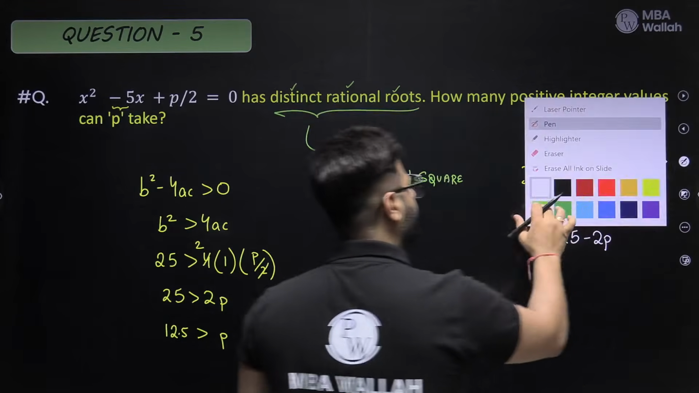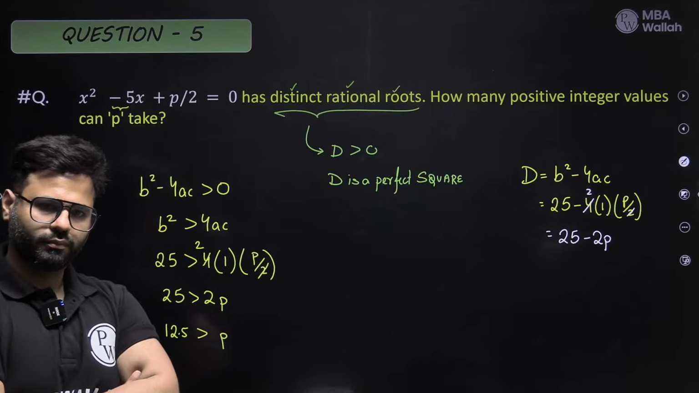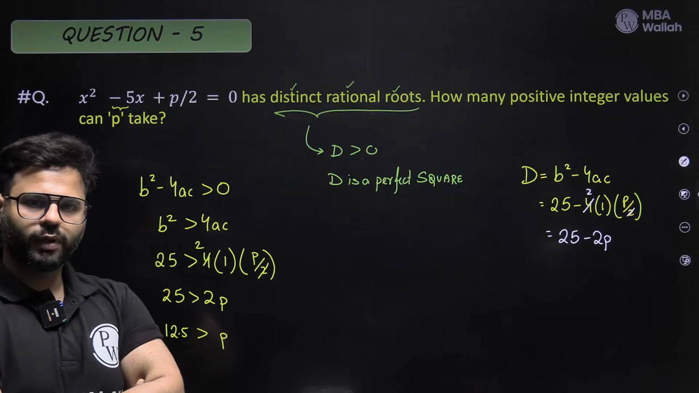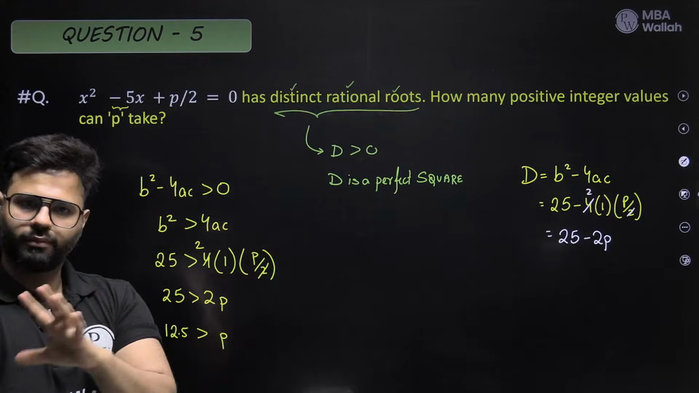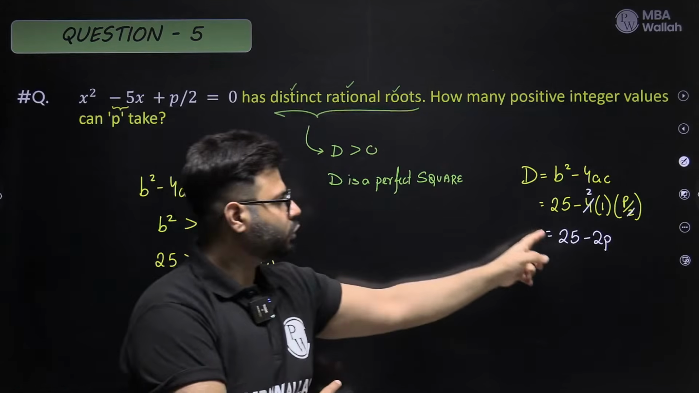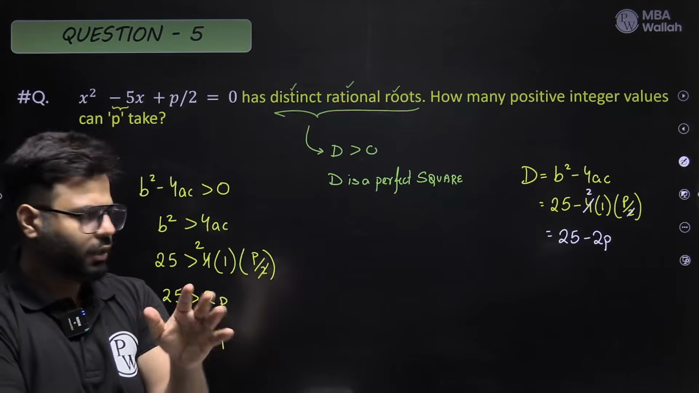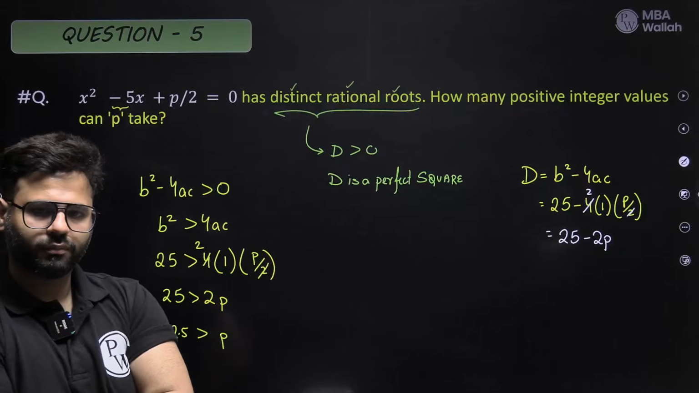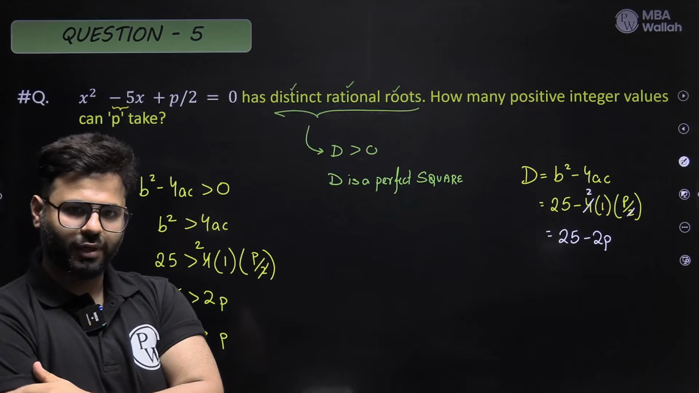Can you tell me the highest value D can take? Think. I know it is greater than 0, so I know the minimum value it can take. Ultimately, it has to be an integer. D is 25 minus an integer, so D is an integer. That is what I know. So D will start from 1. What is the highest value D can take? Can you tell me? Think.